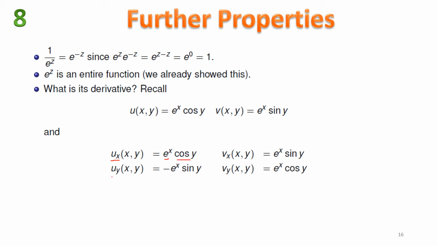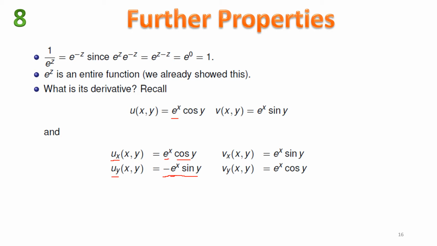Then the partial derivative of u with respect to y. So here e to the x remains constant, and the derivative of cos of y is minus sine of y. That makes it minus e to the x into sine of y.